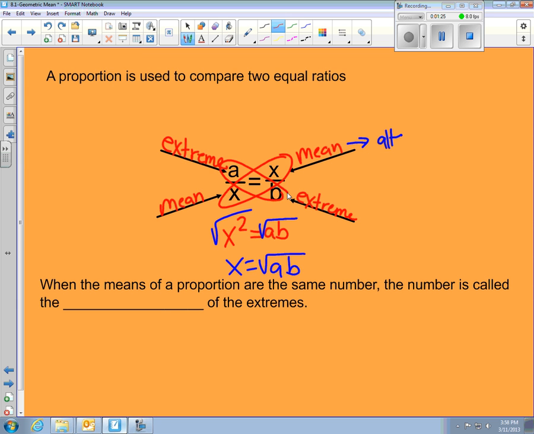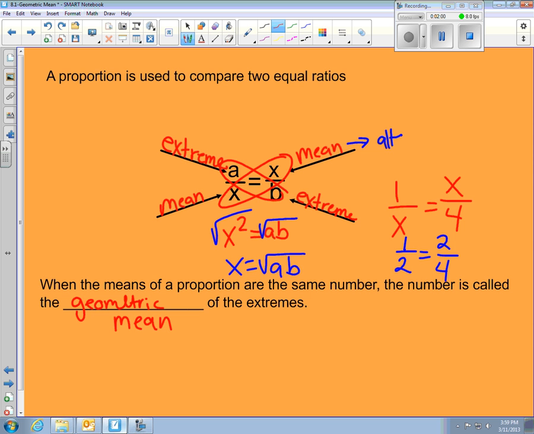An example of what we would be thinking about is if we had 1 over x and x over 4, we're looking for the same number to fill in for x that would make this proportion an equal statement. So if we plugged in 2 for both of those x's, we have 2 over 4 and 1/2. 2 over 4 is going to reduce to that 1/2. So when the means of a proportion are the same number, that number is called the geometric mean of the extremes.